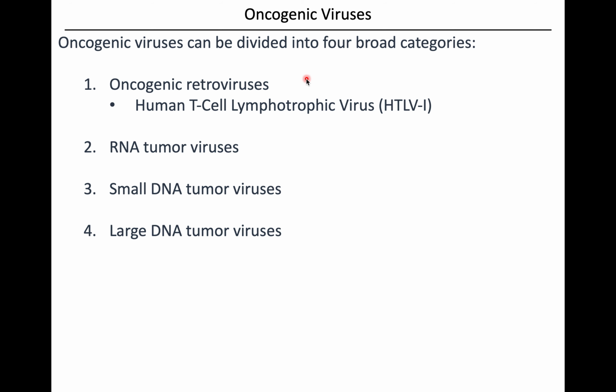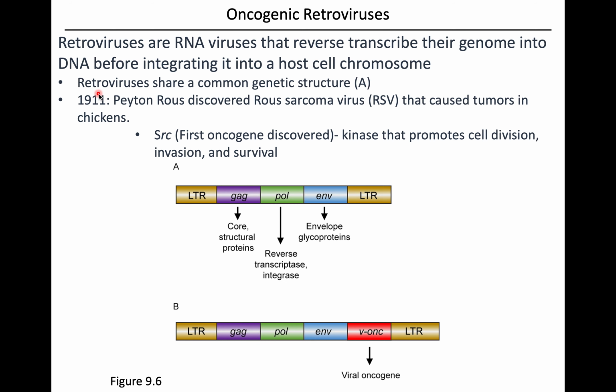Okay, so as I mentioned, we have these four broad categories, and the first one is the retroviruses, and we just have one example, which is HTLV1, human T-cell lymphotropic virus. And before I get into its specific cancer-causing mechanisms, there is actually a pretty rich history of understanding how retroviruses can be linked to cancer, and this goes all the way back to the early 1900s. Peyton Rous's discovery of Rous sarcoma virus, which was a cancer-causing virus in chickens.